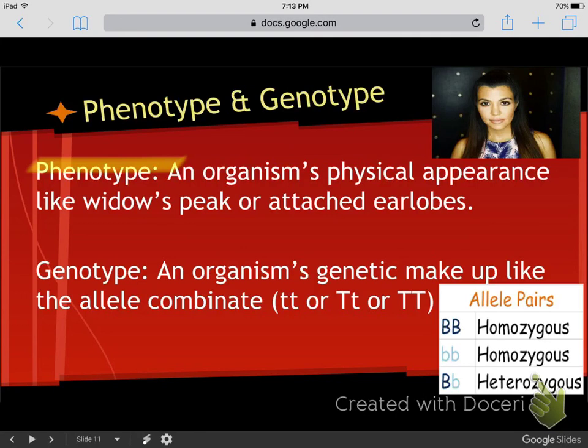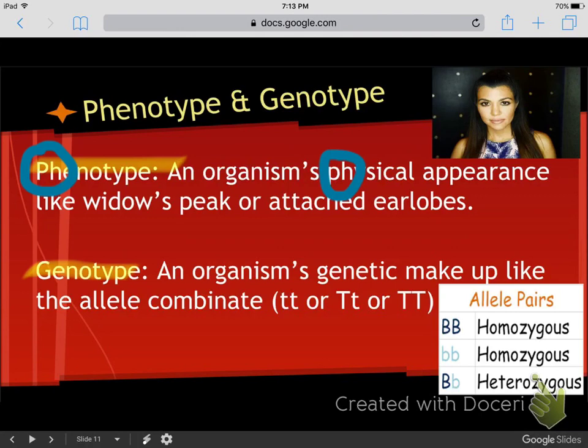It is its phenotype. The key way I remember this is pH in phenotype and pH in physical appearance. So the phenotype is something you physically see. It is on the outside, right? The genotype is going to be on the inside, something you can't see. This is the organism's genetic makeup. So it's their allele combination.